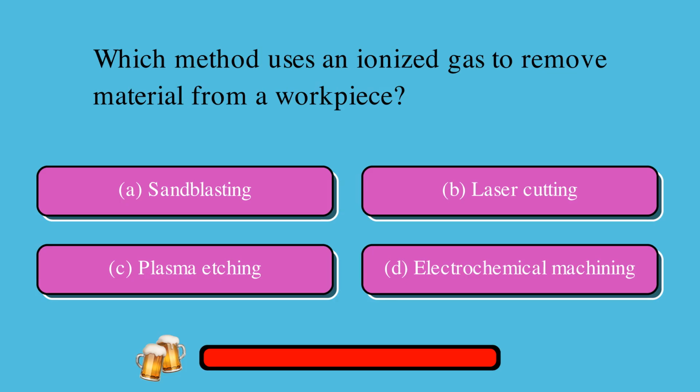Which method uses an ionized gas to remove material from a workpiece? Is it A. Sandblasting, or B. Laser cutting, or C. Plasma etching, or D. Electrochemical machining? The correct answer is C. Plasma etching.